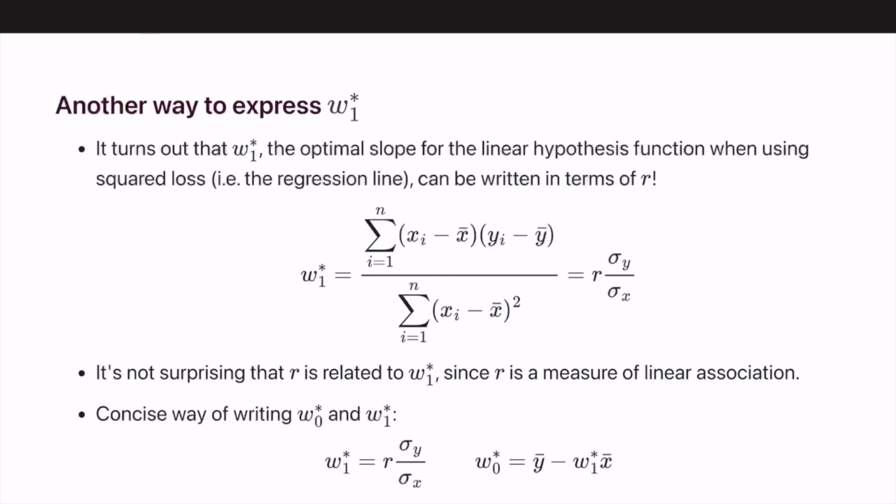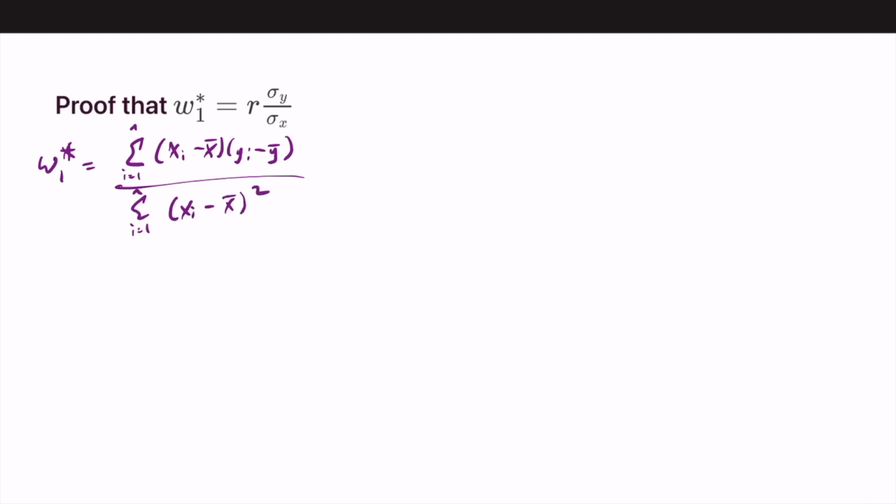Okay, so what's the first thing we want to do? Well, we want to write this down, because this is what we've already proven, this is what we have, and this is what we need to work with. So let's go ahead and do that. So we have W sub 1 star equals, and this is this big convoluted thing, the sum of x sub i minus x bar times y sub i minus y bar over, again, the sum of x sub i minus x bar squared.